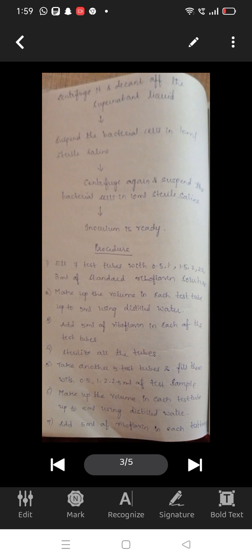Coming to the procedure, fill 7 test tubes with 0.5, 1.5, like that up to 3 ml of standard riboflavin solution, and make up the volume in each to 5 ml using distilled water, and then add 5 ml of basal medium to each of these test tubes and sterilize the apparatus. Take another 5 test tubes and fill them with 0.5, 1 up to 2.5 ml of the test samples, and make up the volume in each test tube to 5 ml using distilled water.